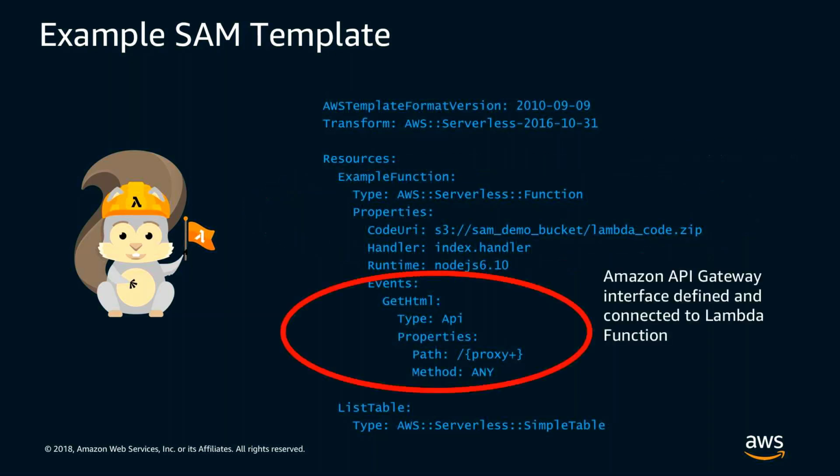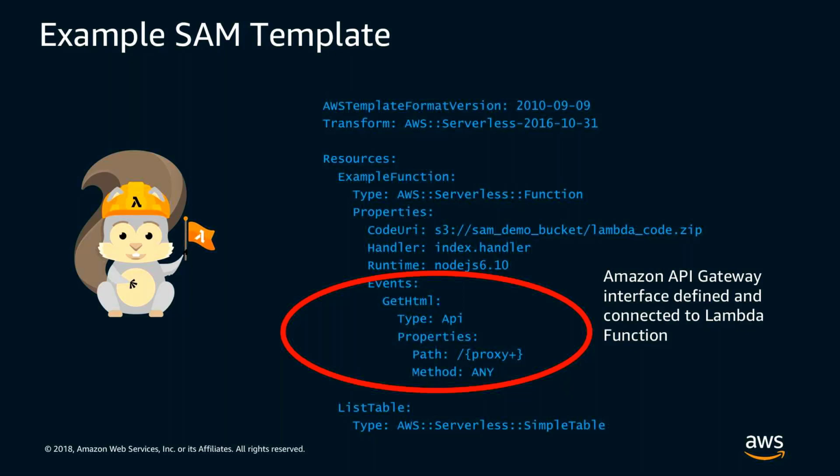It is telling us that there is an event that will run the example function. Now that is quite clever because it's also got a path and a method. So this is essentially a catch-all for an Amazon API Gateway interface defined to connect to the Lambda function. So what this is actually doing is defining an API with a single function behind it. So just those few lines is a simple API backend.